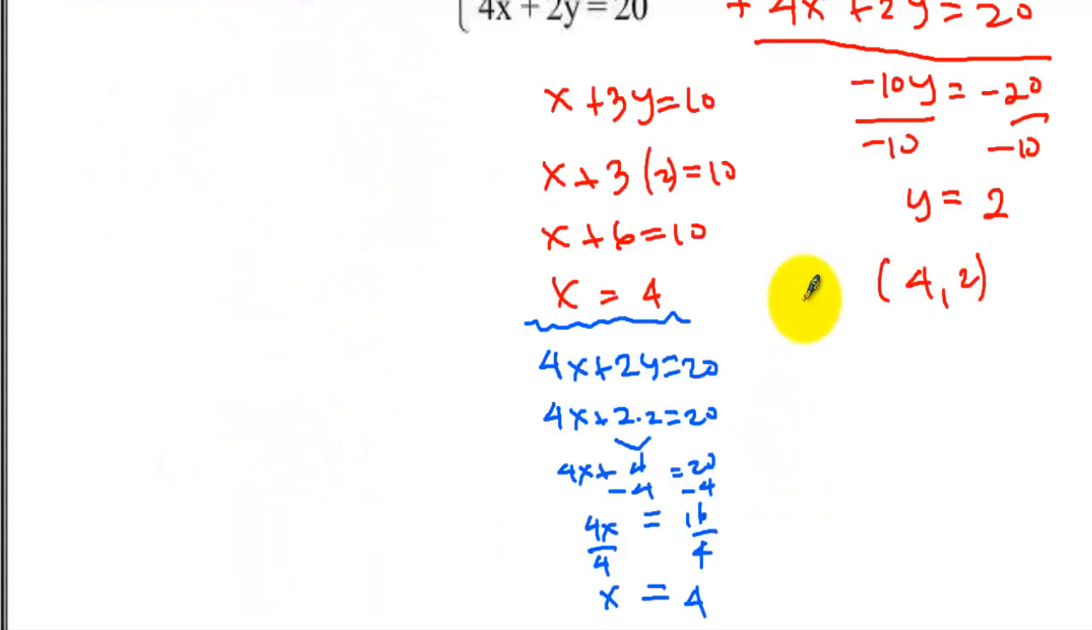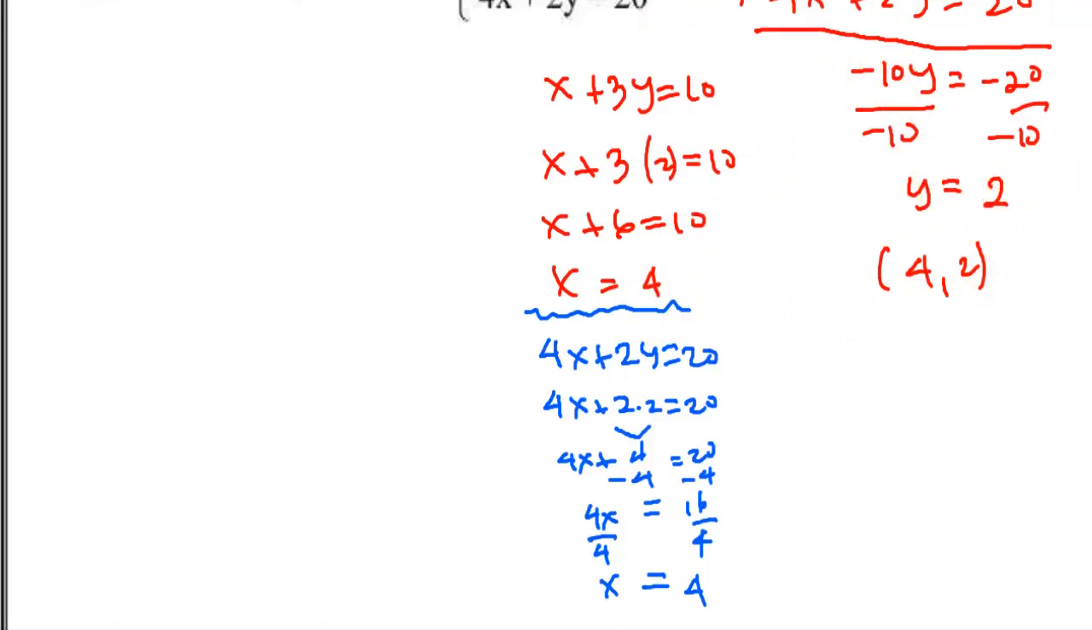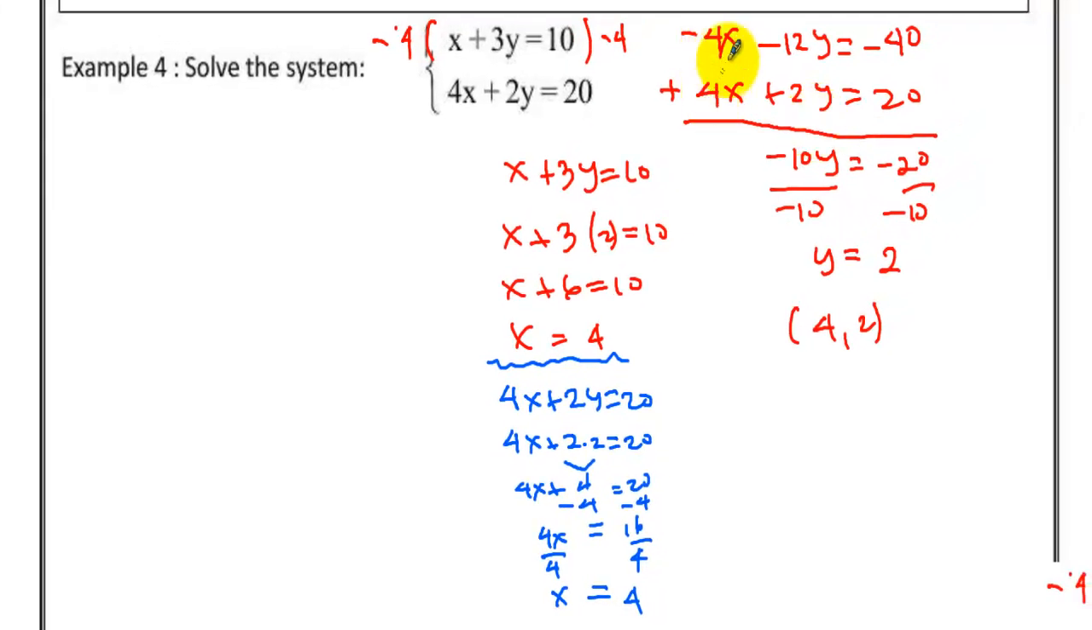So again, it does not really matter. As long as you have a value for one of the variables, you can now use any of the equations. Alright, so in this method, we were able to eliminate the x variable first. Now, it's also possible that we eliminate the y variable first. So let me copy this.